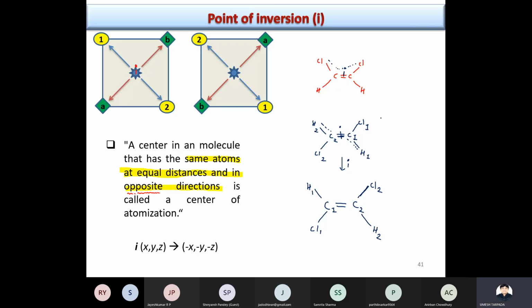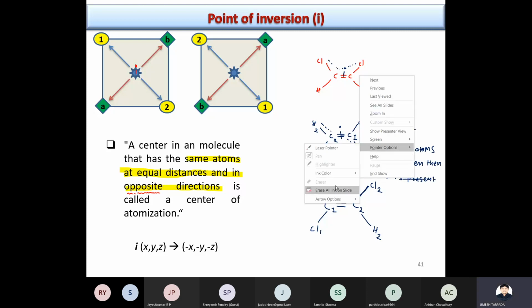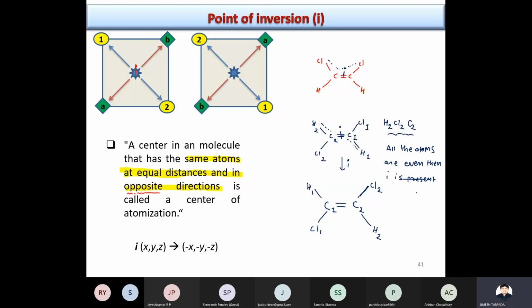Now look here, in this case the molecular formula is C2H2Cl2. So if all the atoms are even, then I is present. At that time, I must be present in between atoms.